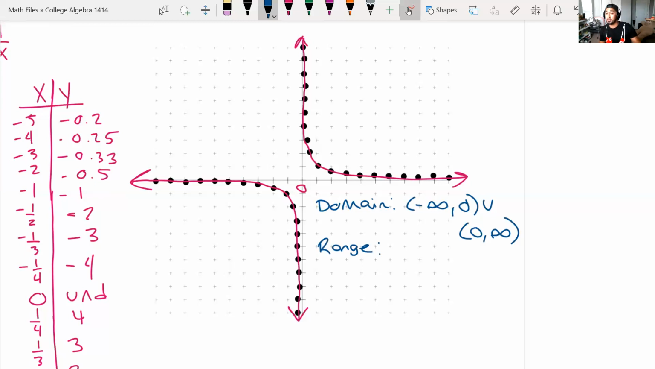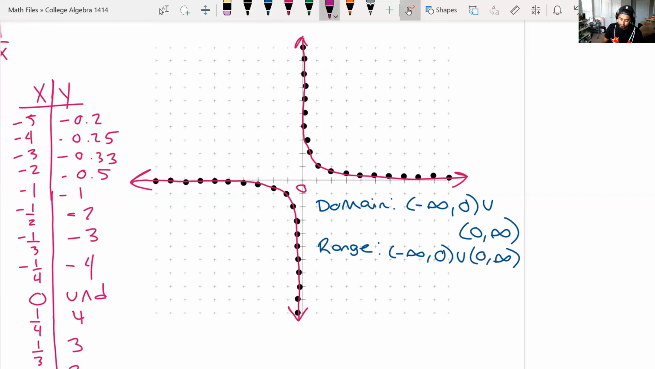Well, my range, just like domain, starts at the smallest y value. So now, where is this tail headed? That tail is headed towards -infinity, and as we come up, once again, we have to stop at 0. And then union, and guess what happens? We start back at 0, and we head towards positive infinity. Okay, awesome. And then next is intervals of increase or decrease.